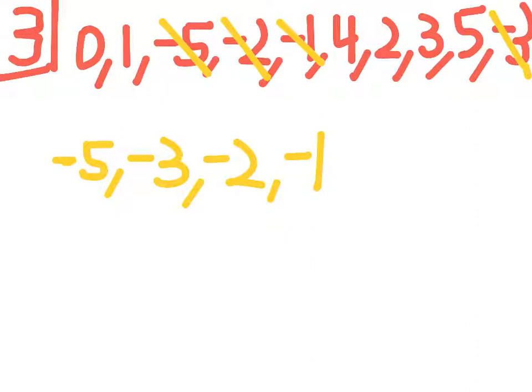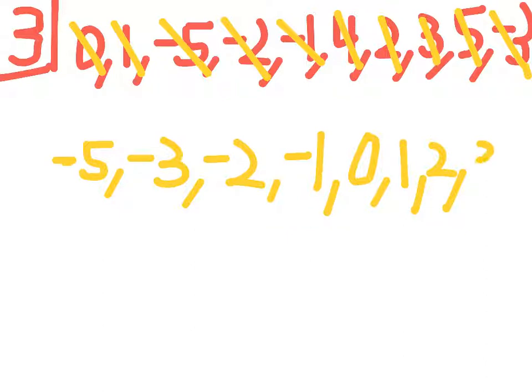And then after we're done with negative, we go to 0. Cross that one out. And then we just go right up the line. You guys know how to do this. We've got +1, +2, 3, 4, 5. Running out of room. There is your answer.